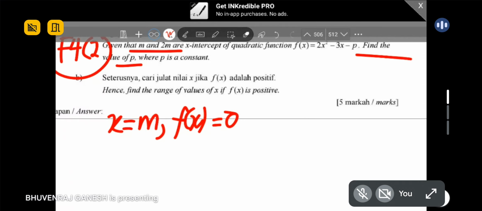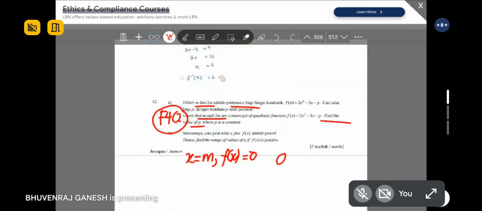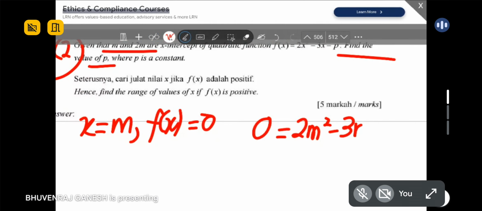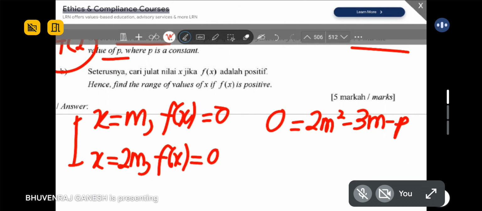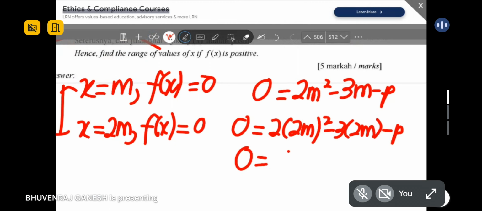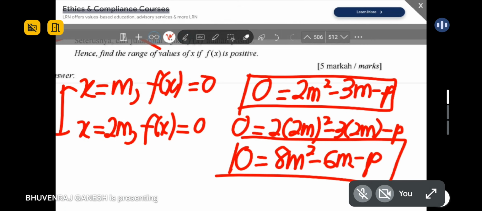Okay, so x is M, fx is 0. So you just substitute fx equal to 0. 0 equal to 2m square minus 3m minus p. So this is your first equation. Second equation, x equal to 2m, fx equal to 0. Because they say they are the x-intercepts. Okay, pintasan x. All right. So 0 equal to 2 times 2m square minus 3, 2m minus p. So you expand. Okay, kembangkan, you will get 8m square minus 6m minus p. So guys, can you see? One equation, two equation. So you can do simultaneous.